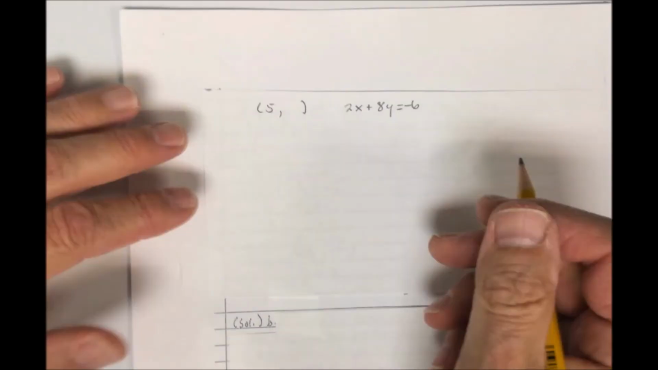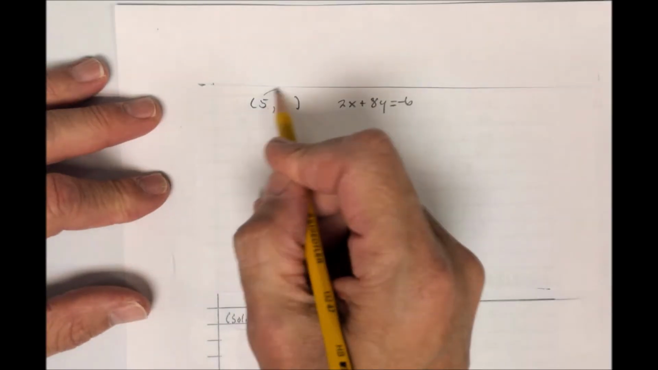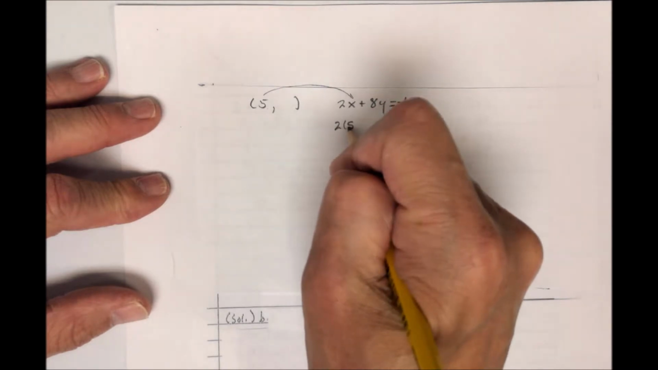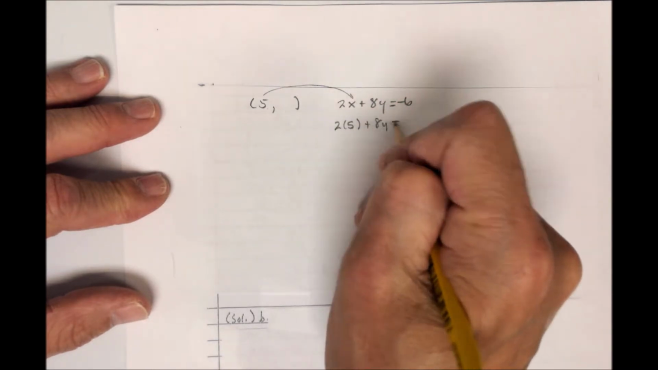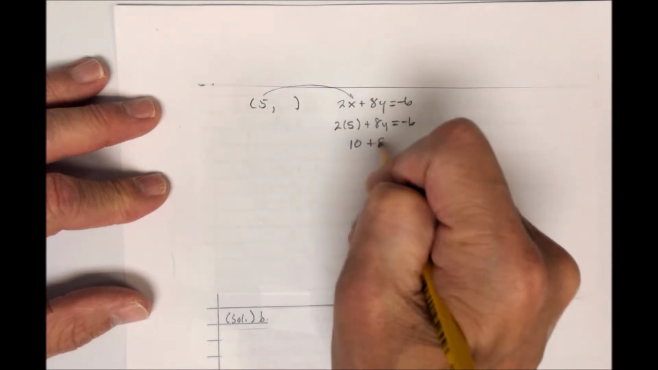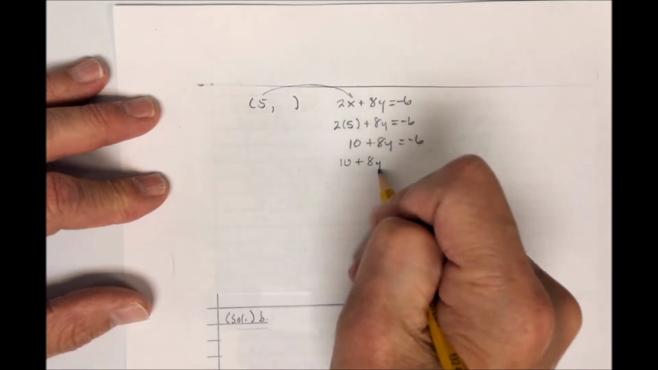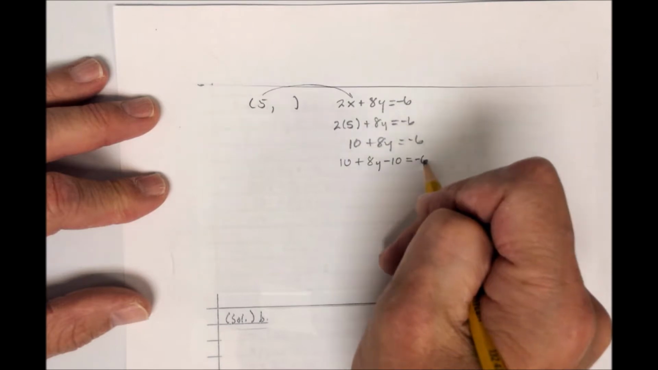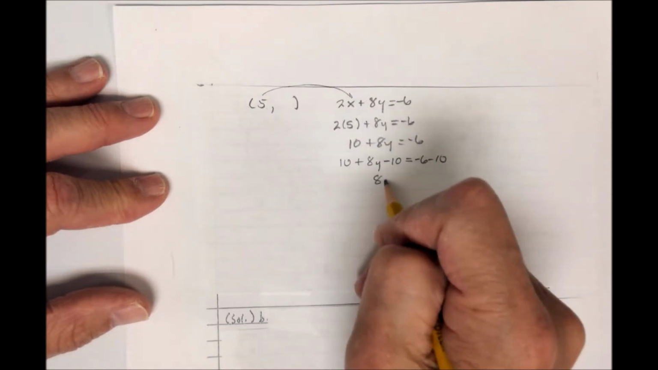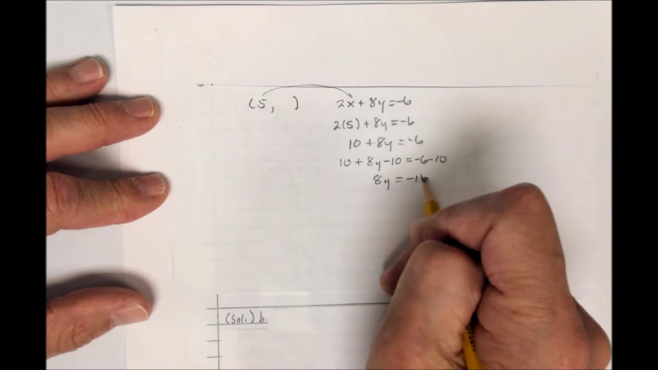Since it's on the other sheet, I'm going to plug 5 in for x. 2 times 5 plus 8y is equal to negative 6. This is 10 plus 8y is equal to negative 6. I subtract 10 from both sides as I isolate the variable, or attempt to. And I get 8y is equal to, looks like negative 16.